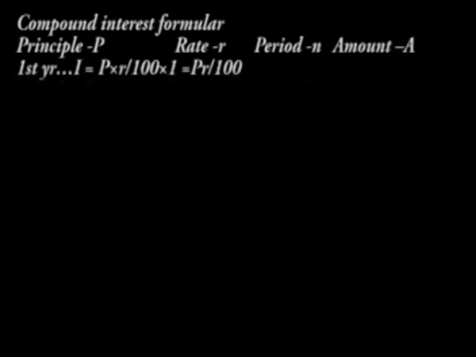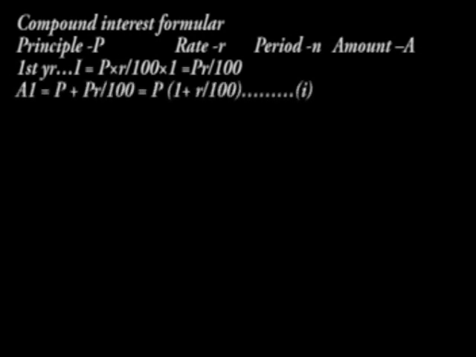Compound interest formula. Taking principal to be P, rate to be R, period to be N, and amount to be A, interest for the first year is given by I is P times R over 100 times 1, which gives us PR over 100. Amount at the end of this first year will be given by P into 1 plus R over 100, equation 1.